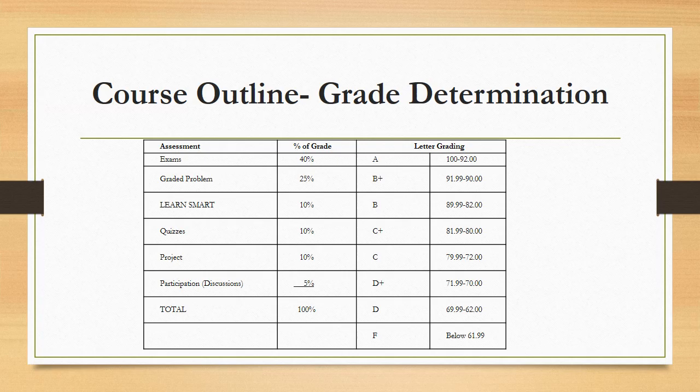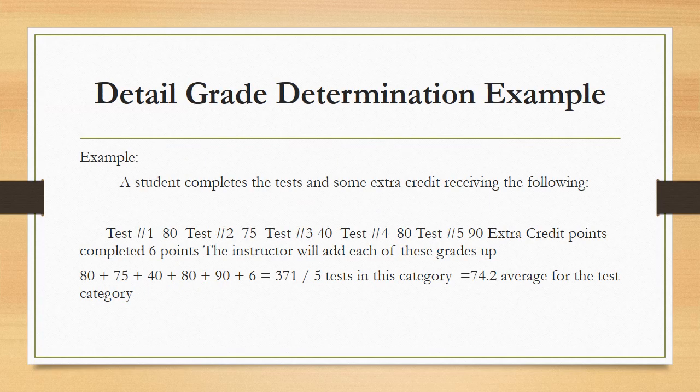So let's take a look at an example. Let's say a student completes the tests and some extra credit, and they receive the following. On test 1 an 80, 2 a 75, 3 a 40, test 4 an 80, test 5 a 90, and they did 6 points of extra credit. Those 6 points will be then added to whatever tests they correspond to.